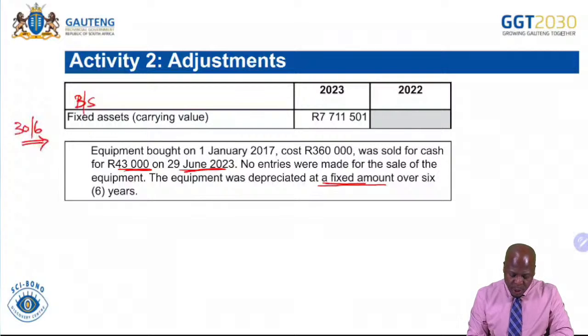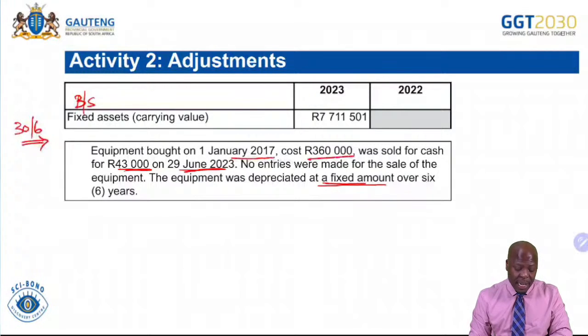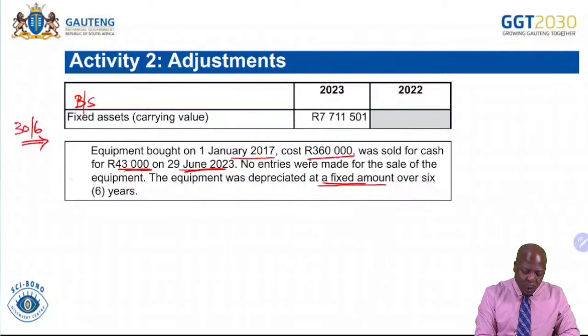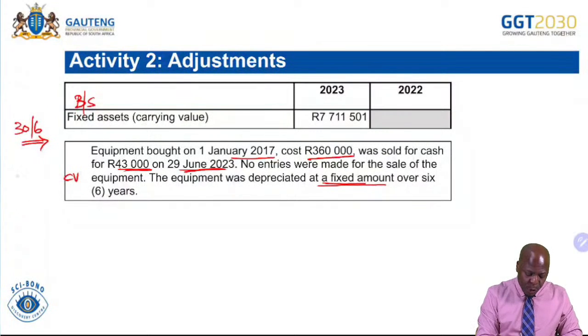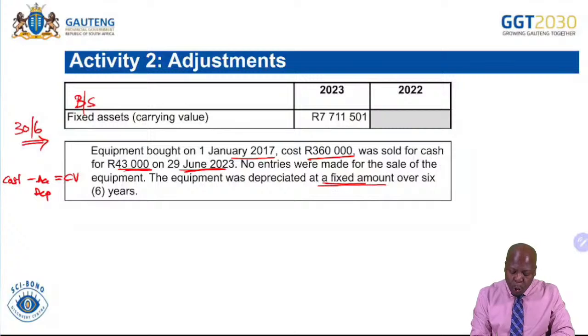We are told that we bought an equipment on the 1st of January 2017 and it cost 360,000. But in this case, we are supposed to calculate depreciation because when we sell an asset, we need to know what was its carrying value. But for us to get carrying value, we have to say cost minus accumulated depreciation to get carrying value. We are not given the accumulated depreciation, so we must calculate it. We are then told that the equipment was depreciated at a fixed amount. A fixed amount, therefore, simply means we are talking the cost price method, fixed installment method, one and the same thing. Okay, so that means we can calculate depreciation for this asset.